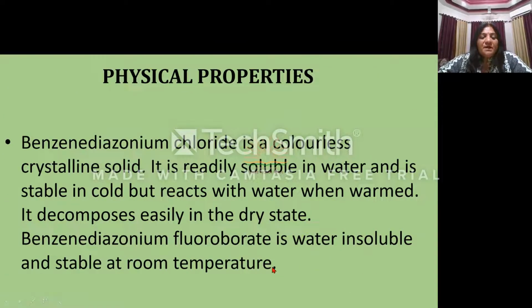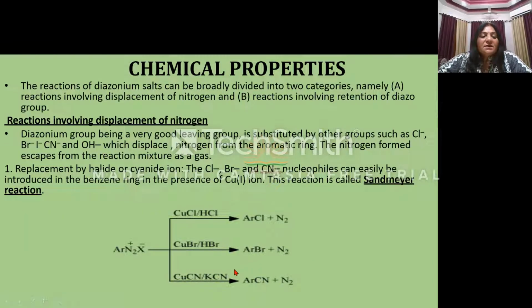Physical properties of diazonium chlorides: colorless, crystalline solid, readily soluble in water, stable in cold, but reacts with water when warmed. It decomposes easily in the dry state. Benzene diazonium fluoroborate is water soluble and stable at room temperature. Now chemical properties. The reactions of diazonium salts can be broadly divided into two categories: displacement of nitrogen and the reactions involving retention of the diazo group.